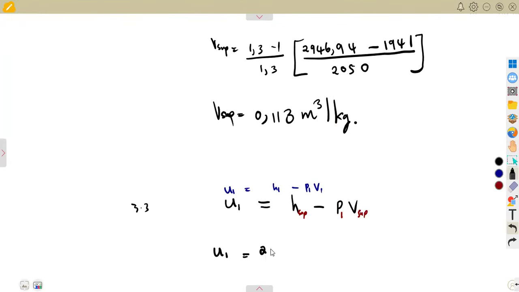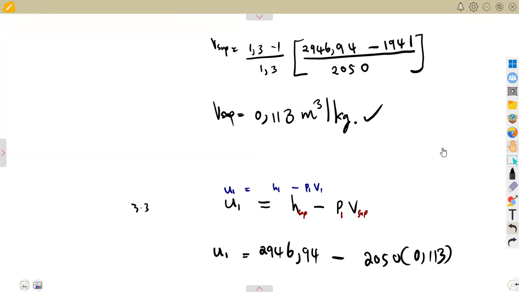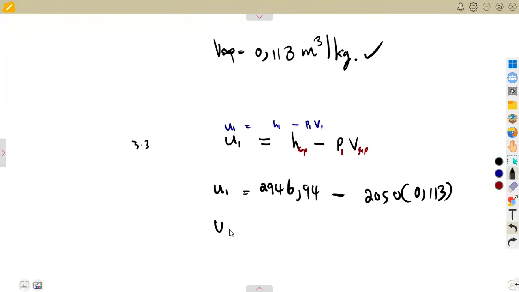So this was 2,946 minus P1. Remember our P1 we were given, guys, that was 2050. Then V soup, we calculated V soup here. We got 0.113. So everything is there. We're just going to have our internal energy, which is going to give us 2,715.29.